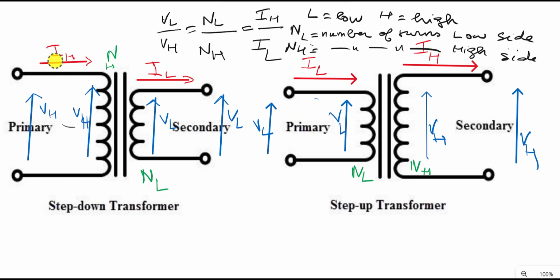On the red, we have the currents IH and IL, high side, low side. And we all know the famous voltage and turn ratio formula. VL over VH is equal to number of turns on the low over number of turns on the high, which is equal to current on the high side over current on the low side. You can use primary or secondary, does not matter.